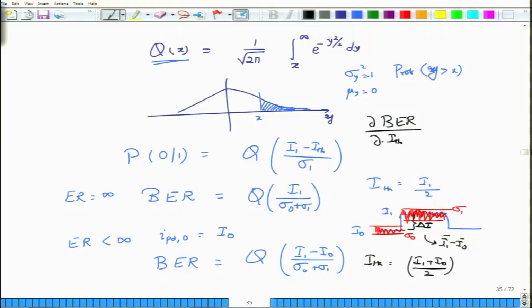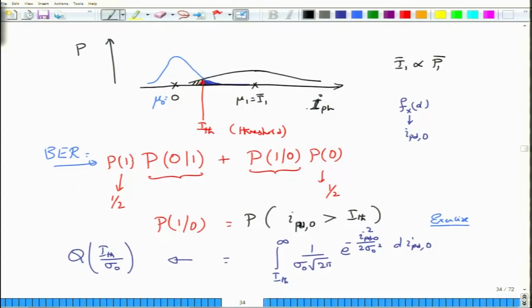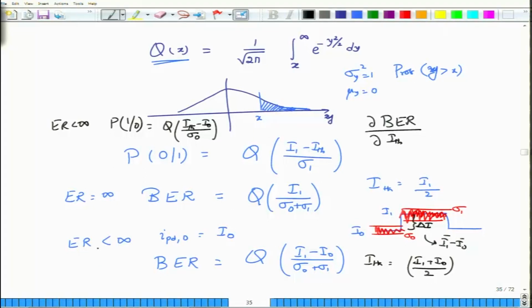And in this case you have all this P of 0 1 and P of 1 0. So for an extinction ratio being less than infinity, P of 1 given 0, which we derived in the previous slide, will actually be modified. It will be a Q function of ITH minus I0 divided by sigma 0. And you can go back to the full expression for BER, substitute for P of 0 1 for the case extinction ratio is less than infinity, and for P of 1 0 again for the case of ER less than infinity, and then differentiate that expression with respect to ITH, set this to 0 to obtain the optimum value of the threshold current.